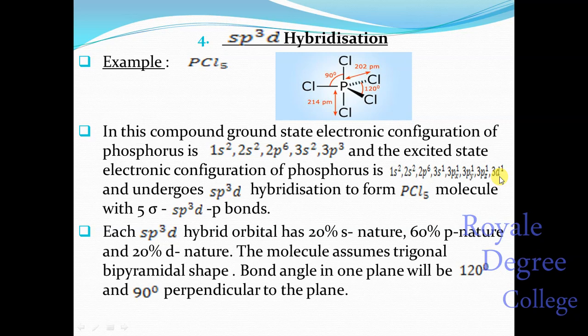Each sp3d hybrid orbital has 20% s nature, 60% p nature and 20% d nature. The molecule assumes trigonal bipyramidal shape. The bond angle in one plane will be 120 degrees. Here you can see in the figure. And there is a 90 degree bond angle, which is perpendicular to the plane.